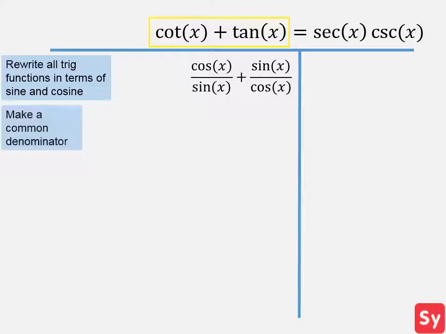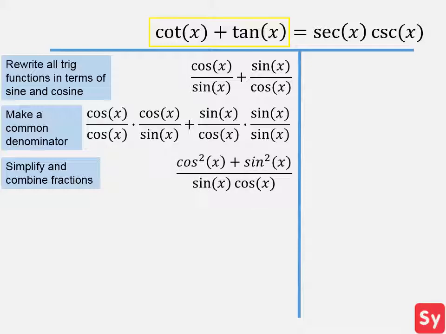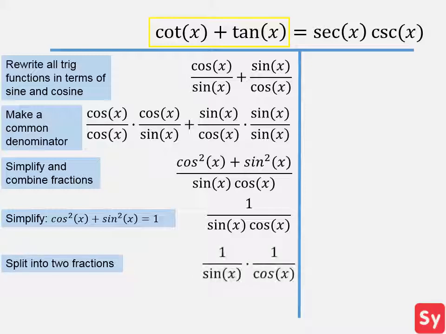Next, we want to make a common denominator to combine the functions. Next, we simplify and combine the fractions. Next, we use this identity to simplify. Now, by looking at the result, we want secant of x, cosecant of x. We are going to want to split the fraction into 2. Next, we simplify and get secant of x times cosecant of x, which is the result we want.